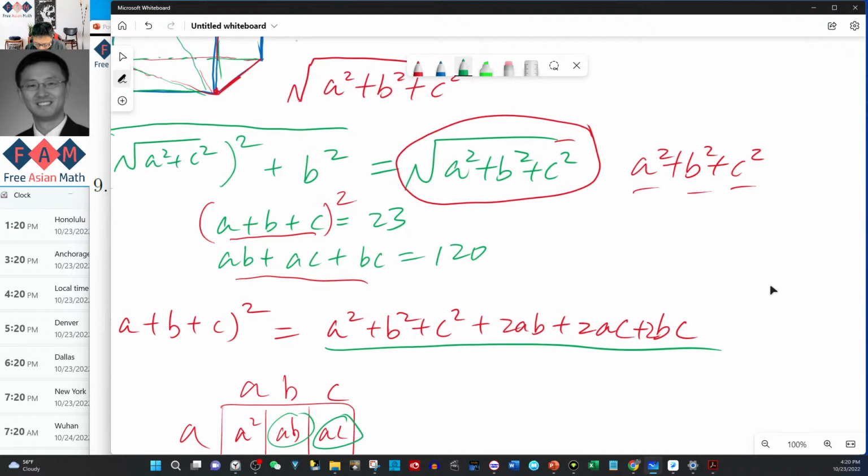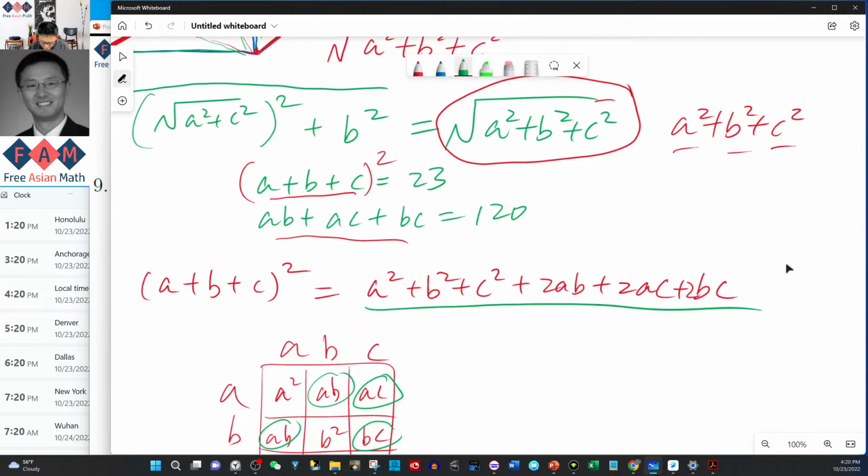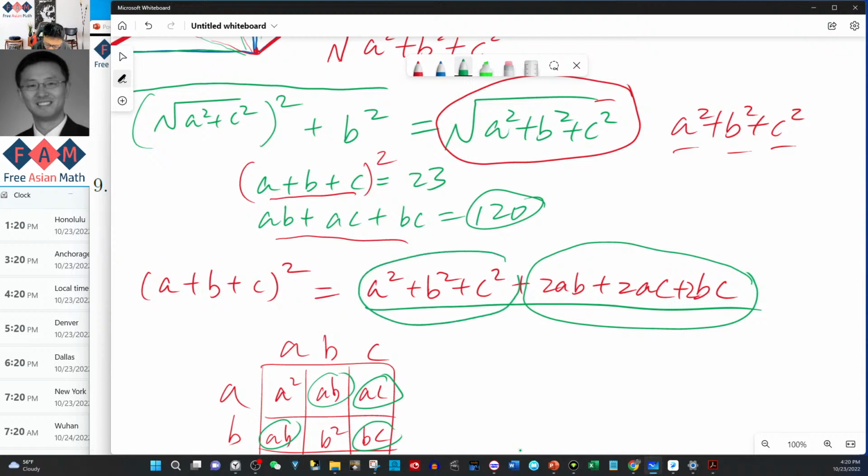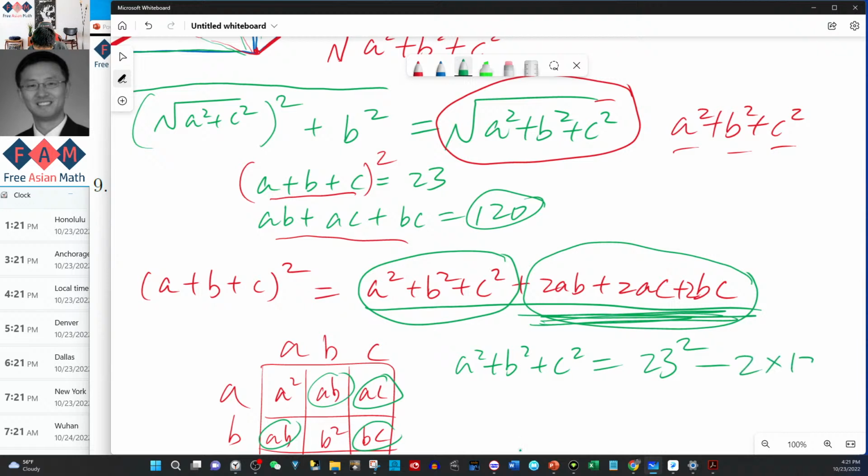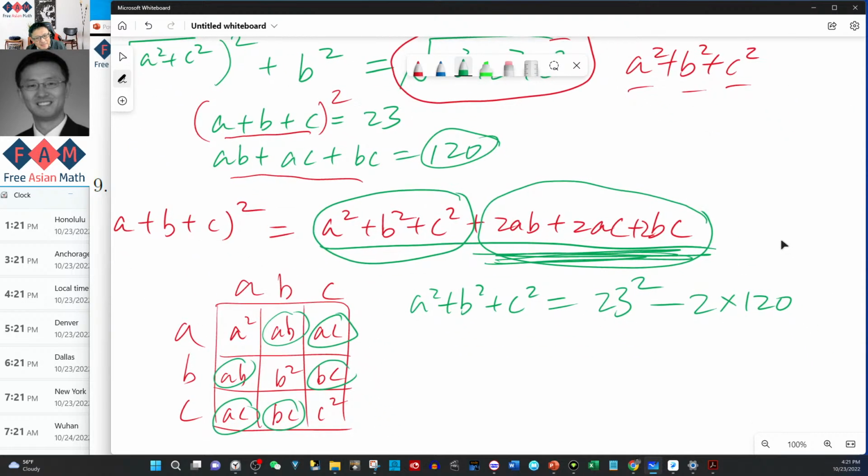Isn't this already what we wanted? Once you know the square, this term is exactly twice of this term. So you immediately get this by subtracting this from the square of 23. So a squared plus b squared plus c squared really is the square of 23, that's 23 squared, minus 2 copies of 120. Okay, so that's how easy this is, because Mathcounts really doesn't test you.